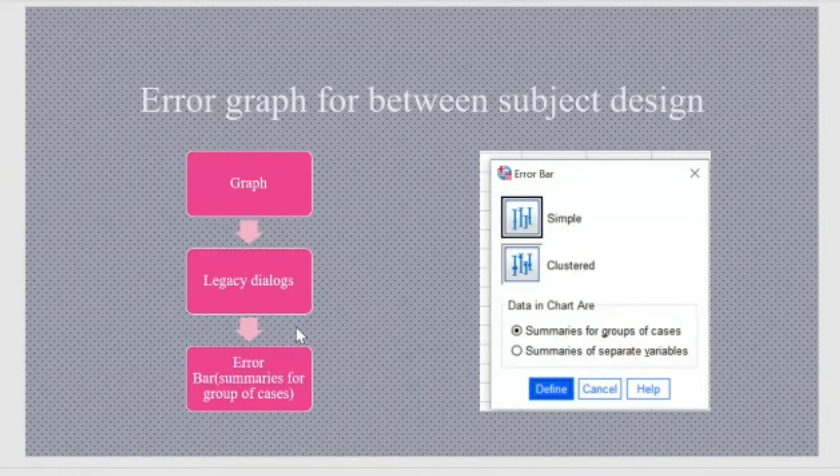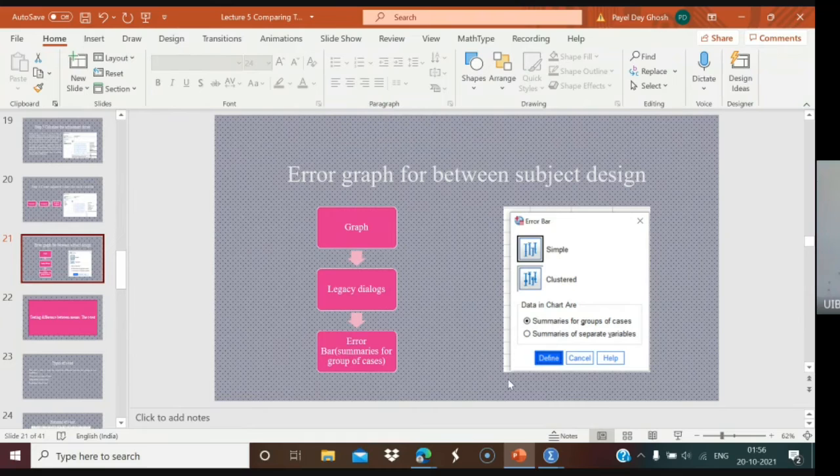For between subject design, you simply go to Graph, Legacy Dialogs, Error Bar, and two options are there. I have pasted the picture here: summaries for groups of cases, and summaries for separate variables. For between subject design, you have to click on summaries for groups of cases. Why, I will tell you. Just let me show you.